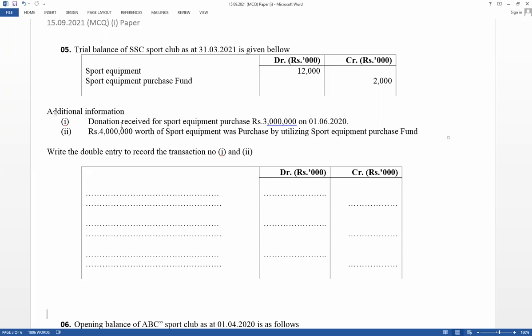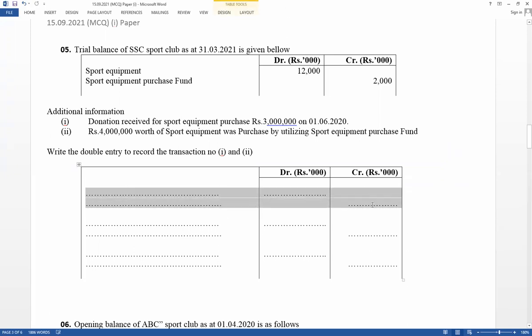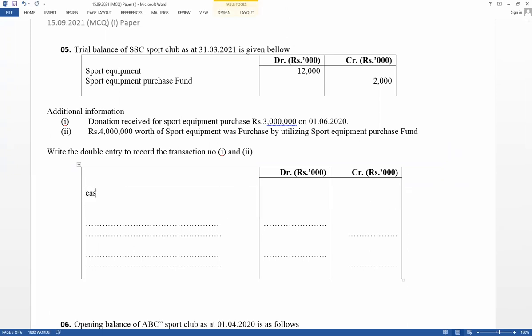If it has given donation received for a created fund, you have to know how it records. Then if equipment is purchased by using those kinds of donation, think how it records. First one, donation received amounts 3 million. Cash account debit, sport equipment purchase fund account credit. First double entry, debit cash account.